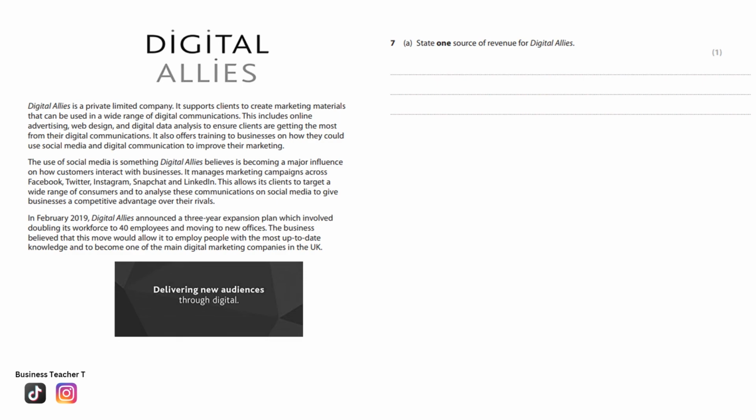State one source of revenue for Digital Allies. You might have written sales income from web design, fees for attending training courses, consultancy fees from digital marketing campaigns.